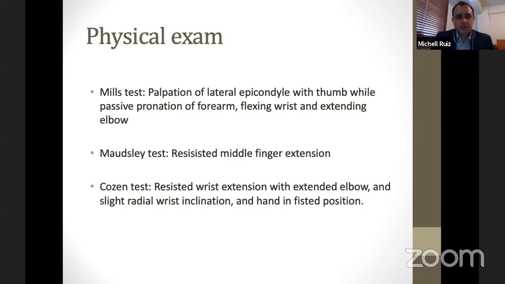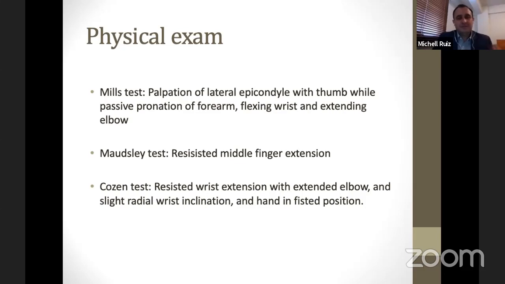The second test that I use is the Maudsley test. In this case, we ask the patient to extend the elbow, with the wrist in very slight flexion and the fingers also flexed, and we ask the patient to extend the middle finger against our force. They are also going to experience very specific pain at the lateral epicondyle. And finally, the Cozen test, which comprises a resisted wrist extension with the elbow in full extension and very slight radial wrist inclination, with the hand in a fisted position.